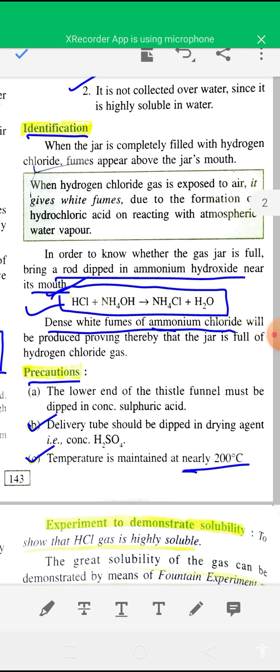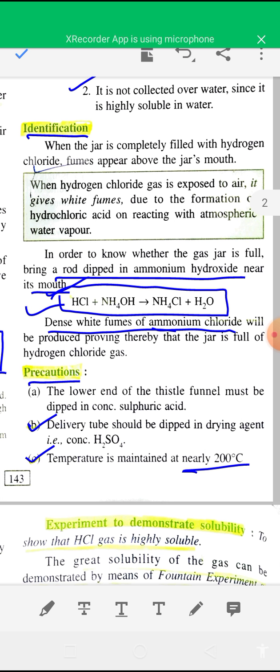One experiment is given here. I have told you the detailed experiment is not required, but you have to remember the name of the experiment. Experiment to demonstrate density, to show that hydrogen chloride is heavier than air. Details you can read, but they are not required for the board exam, because an MCQ based question will be there.